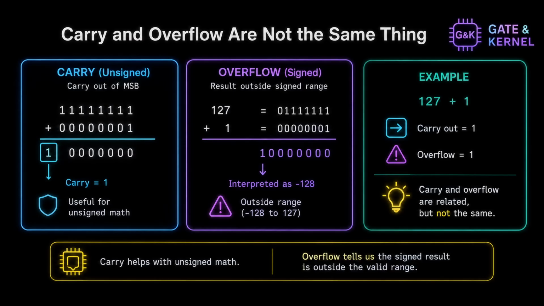Signed overflow asks a different question: does the signed mathematical result fit inside the allowed signed range? For example, 127 plus 1 causes signed overflow. Looking only at the carry bit is not enough to describe what happened. This distinction becomes important when studying CPU status flags and arithmetic instructions.